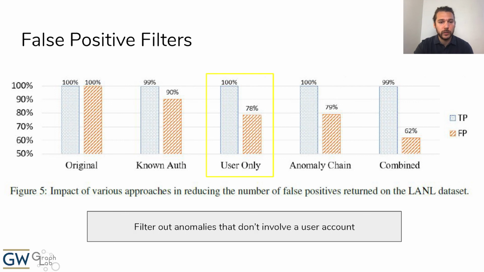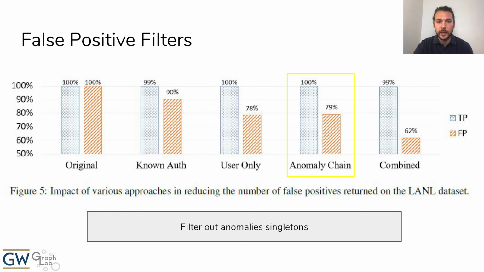The user-only filter is based on the second observation and will disregard anomalies that don't involve a user account. This reduces false positives by 20% while losing no true positives. The anomaly chain filter will drop any anomaly singleton, that is, an anomalous authentication event that does not share an entity with any other anomalous event. This filter also reduces false positives by nearly 20% while losing no true positives.